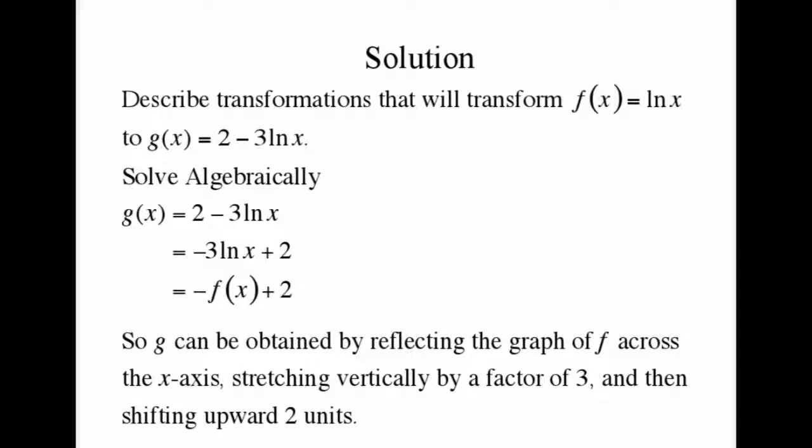So here's a summary of that. To rewrite this algebraically in a way that's more intuitive, we could rewrite 2 minus 3 times natural log of x as negative 3 ln of x plus 2. This would be negative 3 f of x plus 2 if we wanted to write it back in terms of f. So g can be obtained by reflecting the graph of f across the x-axis, stretching vertically by a factor of 3, and then shifting upward 2 units.